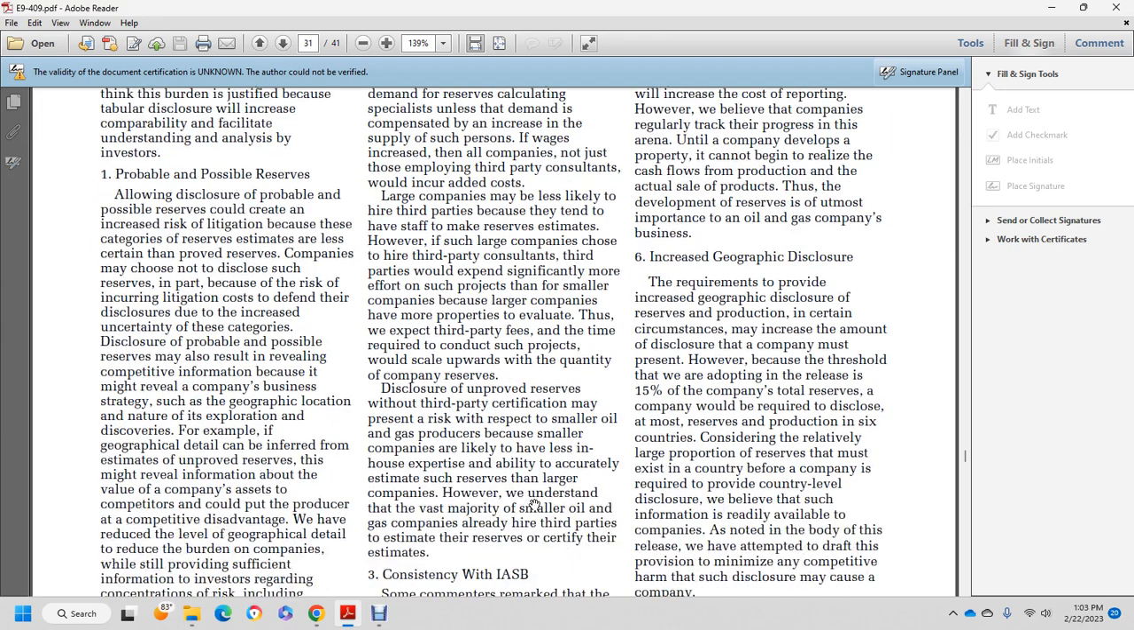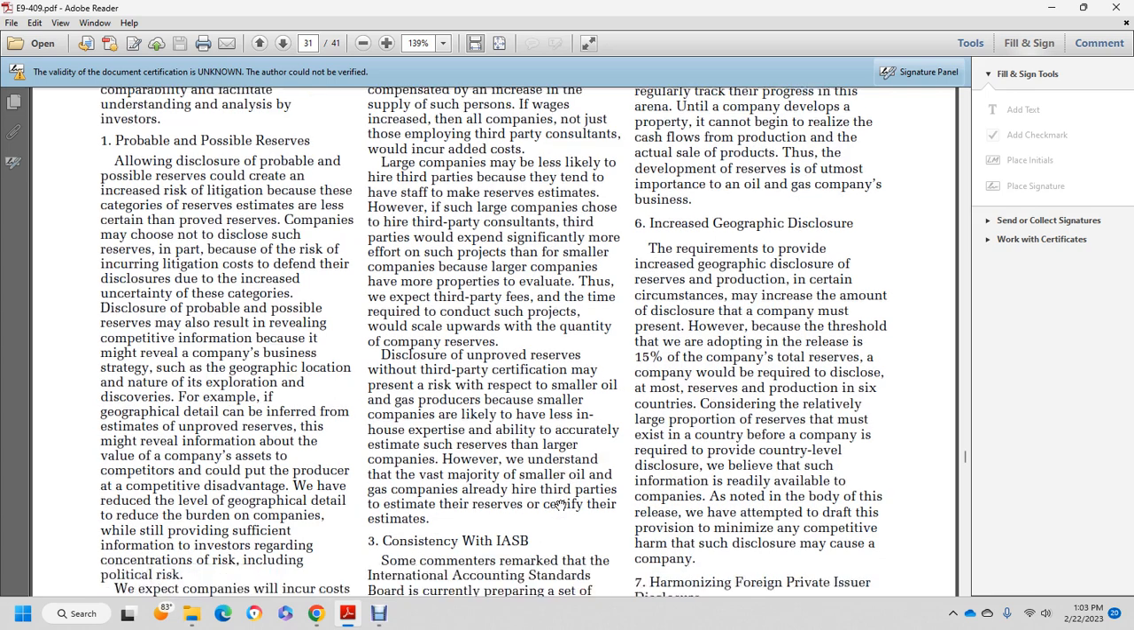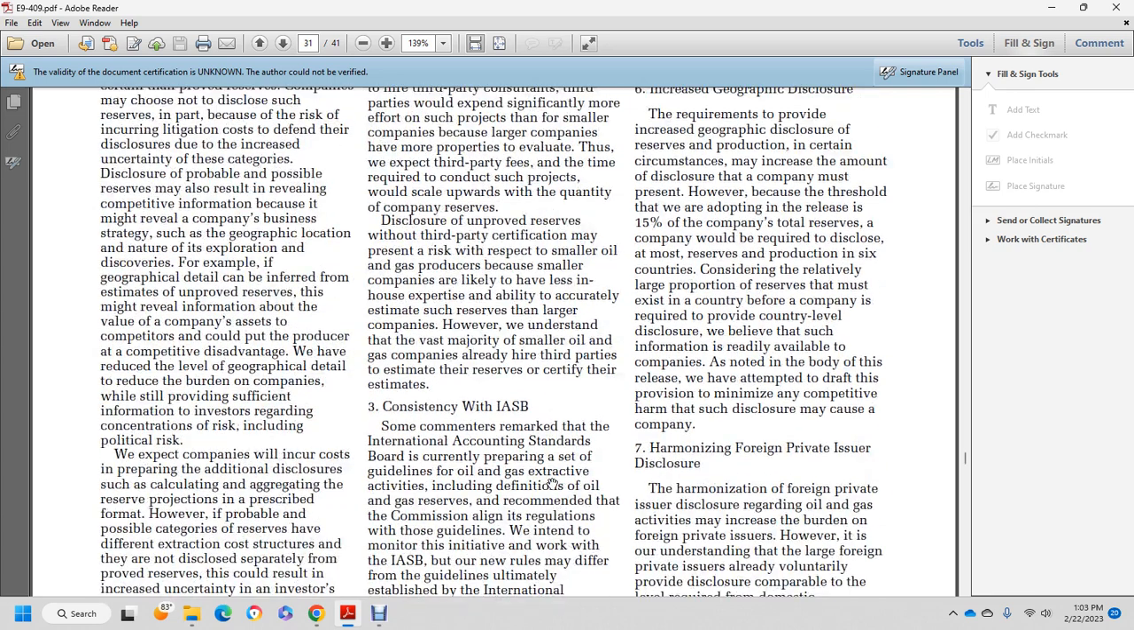Disclosure of unproved reserves through third-party certification presents a risk with respect to smaller oil and gas producers, because smaller companies are likely to have less in-house expertise and ability to accurately estimate the strength of reserves than larger companies. However, it is our understanding that the vast majority of smaller oil and gas companies already hire third parties to estimate the reserves and certify their estimates.